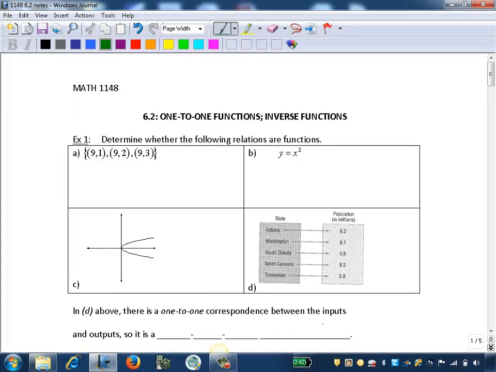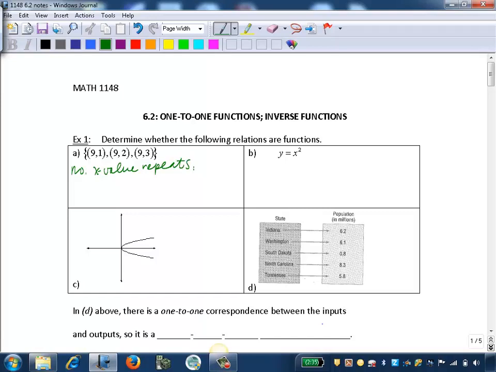Before we begin our study of one-to-one functions and inverse functions in this section, we're first going to review how we determine whether a relation is a function. Hopefully we remember this from a previous algebra course. So example 1a, we're given a set of ordered pairs. Remember, to determine whether a relation is a function when you're given the ordered pairs is to check the x values and see if any of them are the same. So if any of the x's are repeated in two or more ordered pairs, it's not a function. So in this case, that 9 repeats, so this is not a function. So no, it's not a function because that x value repeats.